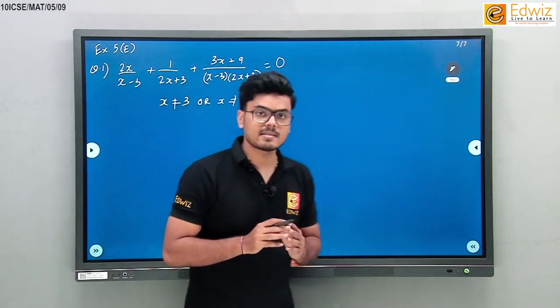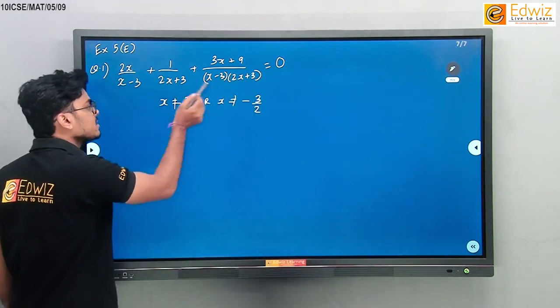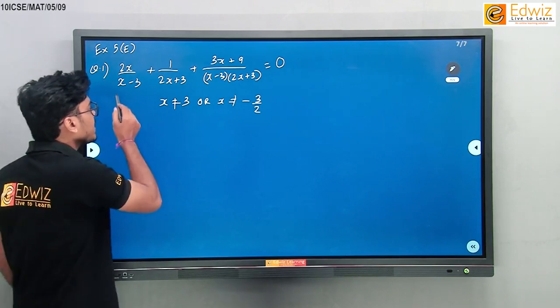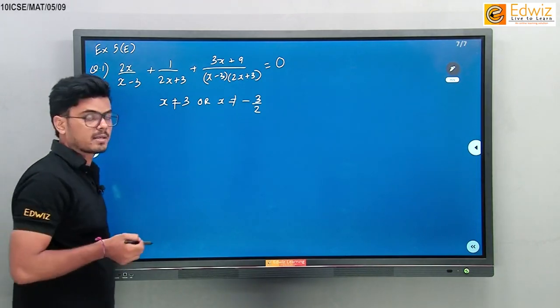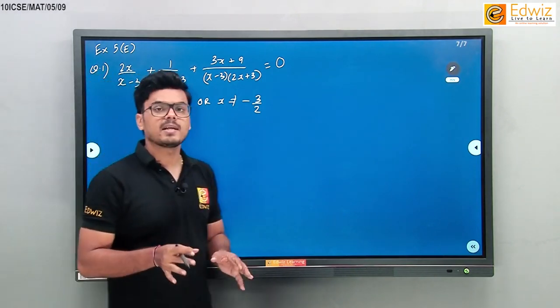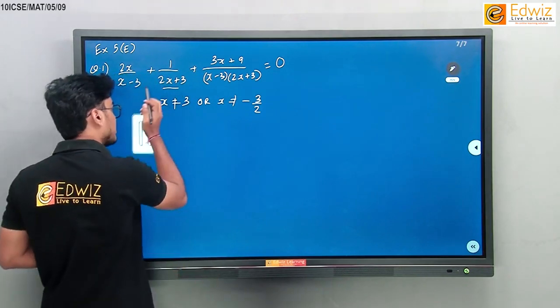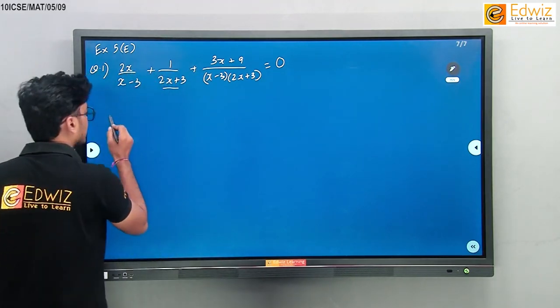The reason is that if x is equal to 3 or minus 3 by 2, the denominators will become equal to 0. Here, if x is 3, then 3 minus 3 will be 0. If x is minus 3 by 2, this denominator will become 0. So the denominator should not be equal to 0. That's why they have given us this information. Now let us solve the given equation.